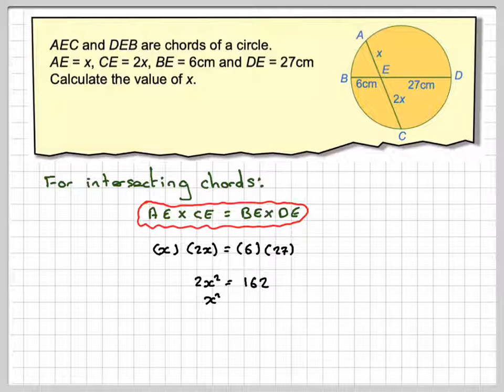Dividing by 2, we're going to have x squared is equal to 81, and therefore x will be equal to the square root of 81, which is 9.